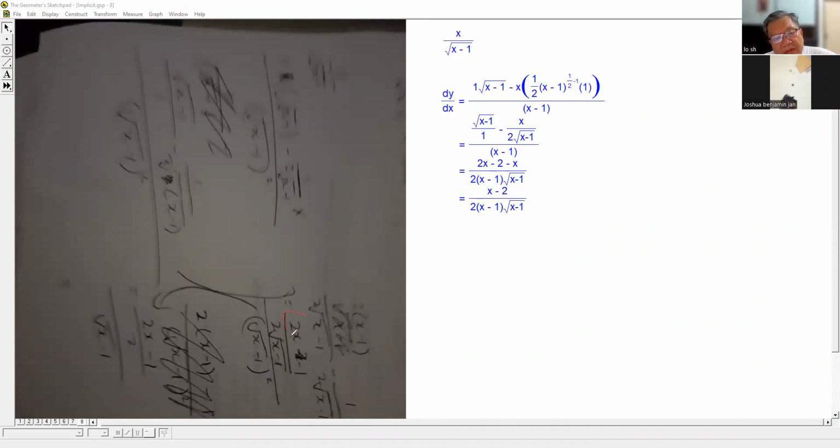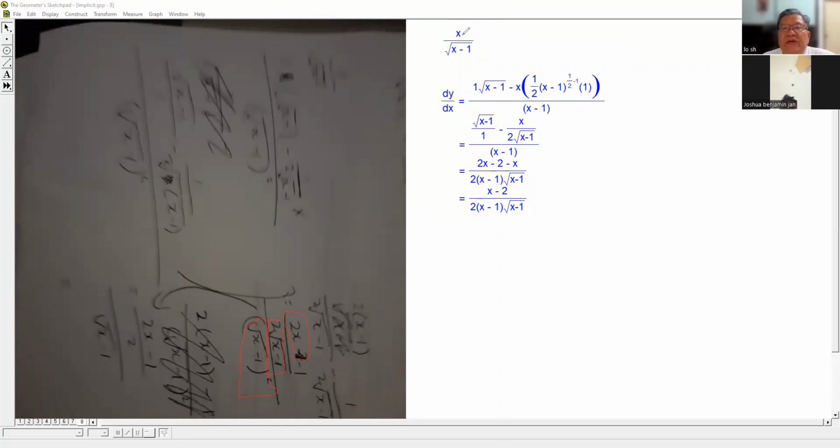This part, the differentiation is correct. This one and this one, all this is correct, except that there's one more part here. This part. How to explain? Okay, never mind.